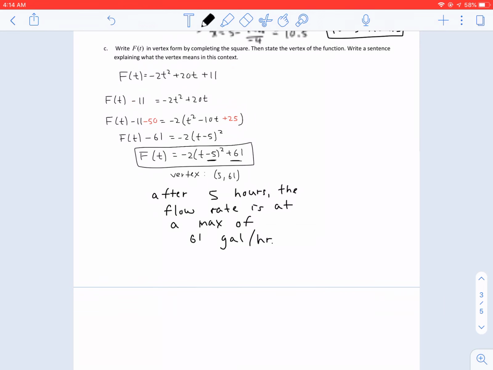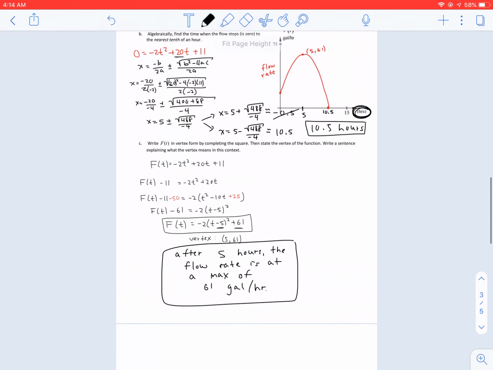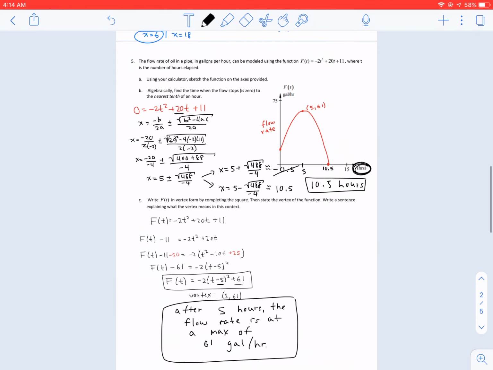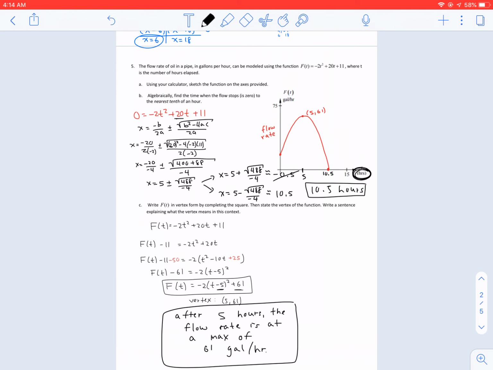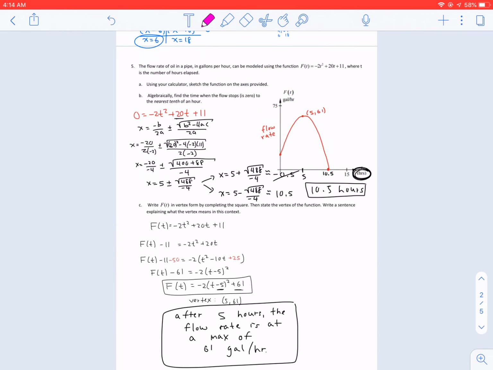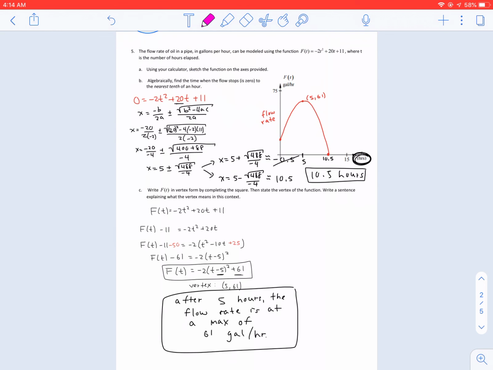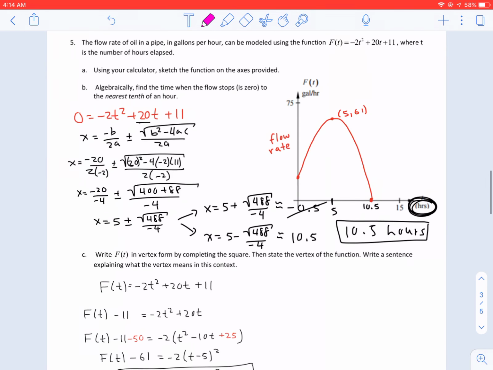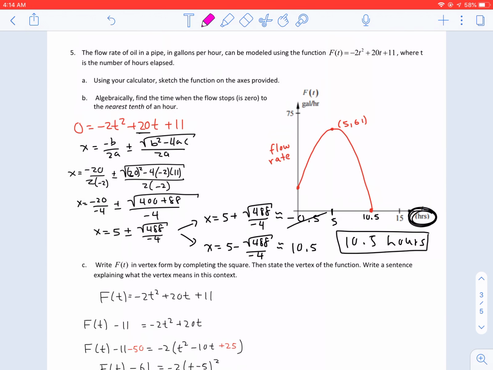Alright, so I know the context here again is a little weird. It's a lot easier thinking of time and height, or something like that. But in this case, we got hours and the flow rate, or how fast oil is flowing through a pipe. It's modeled by a quadratic function for some reason. So we do it the same way we do any quadratic modeling problem. This one was also a little more difficult because our zeros were irrational, so we had to round them.